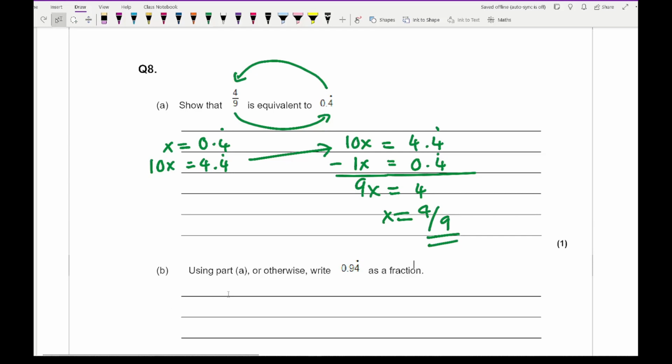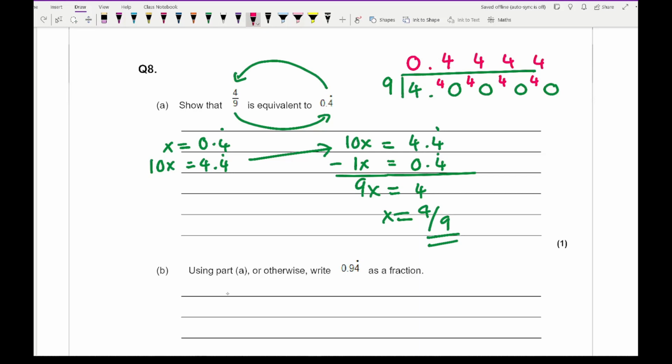Which is what they wanted me to show. And again, alternatively, what you could have done is 4 divided by 9, adding a few extra decimals. So here, 4 divided by 9 goes zero, carry the 4, that's going to go in 4 times, remainder 4, and then 4, remainder 4, and that's going to continue. So therefore the answer is 0.4 recurring. So either way is going to be absolutely fine.